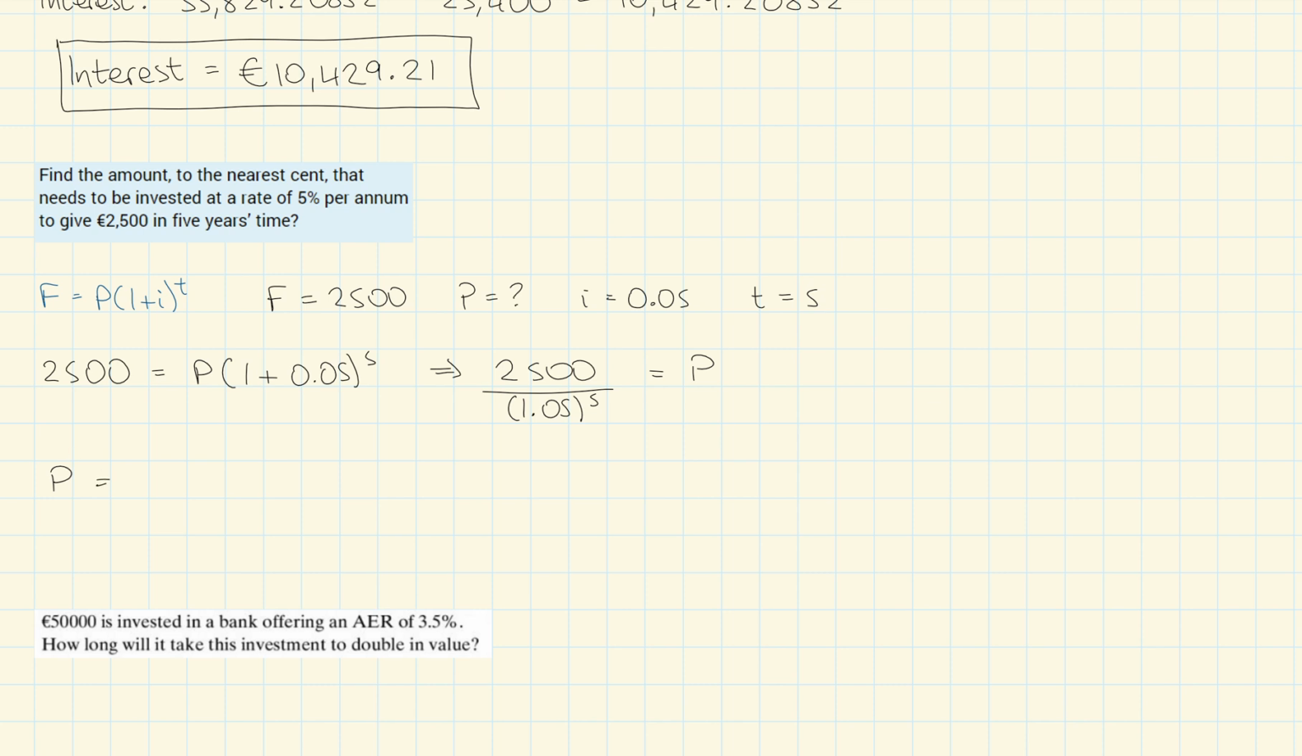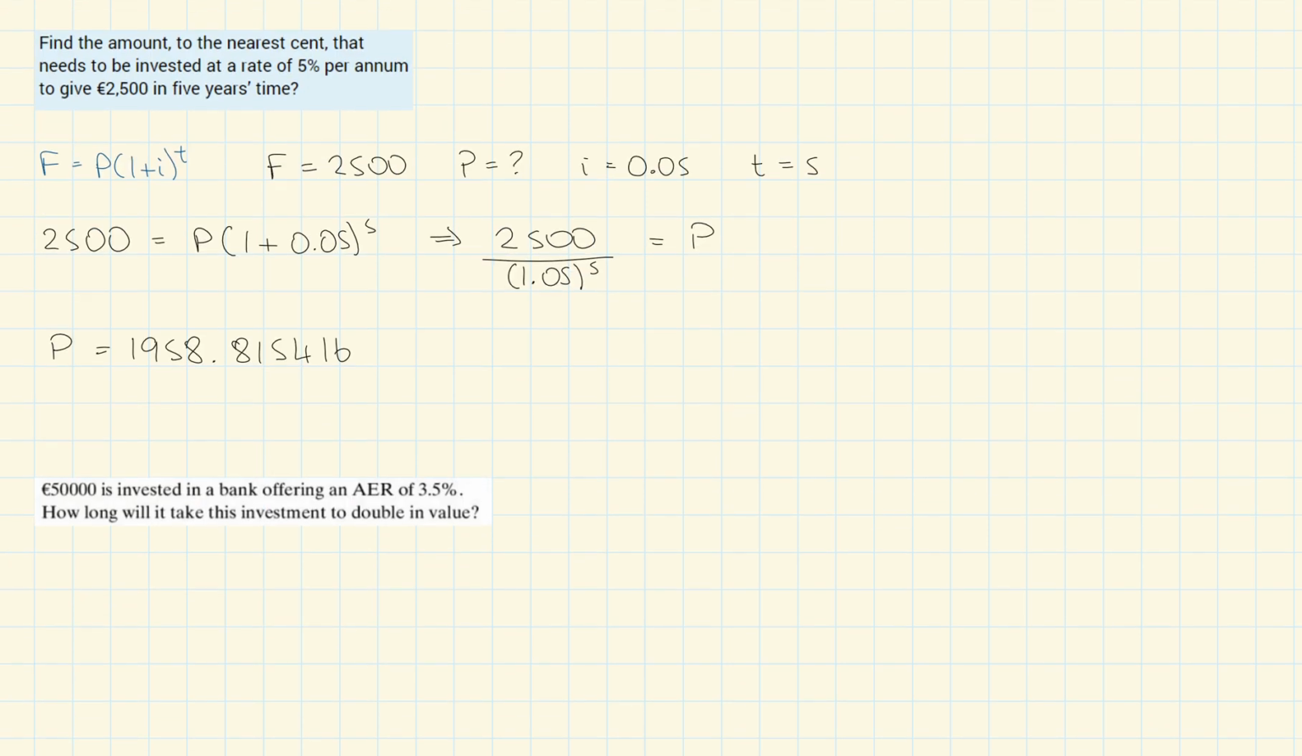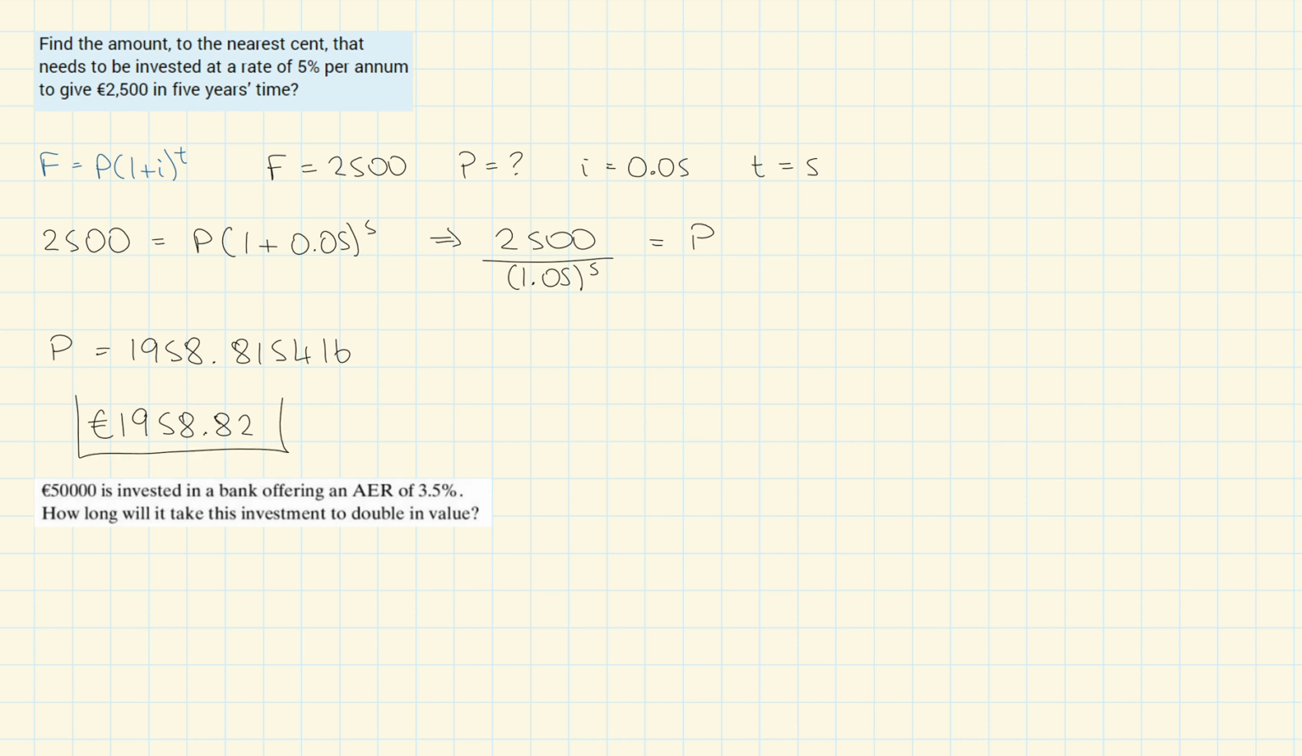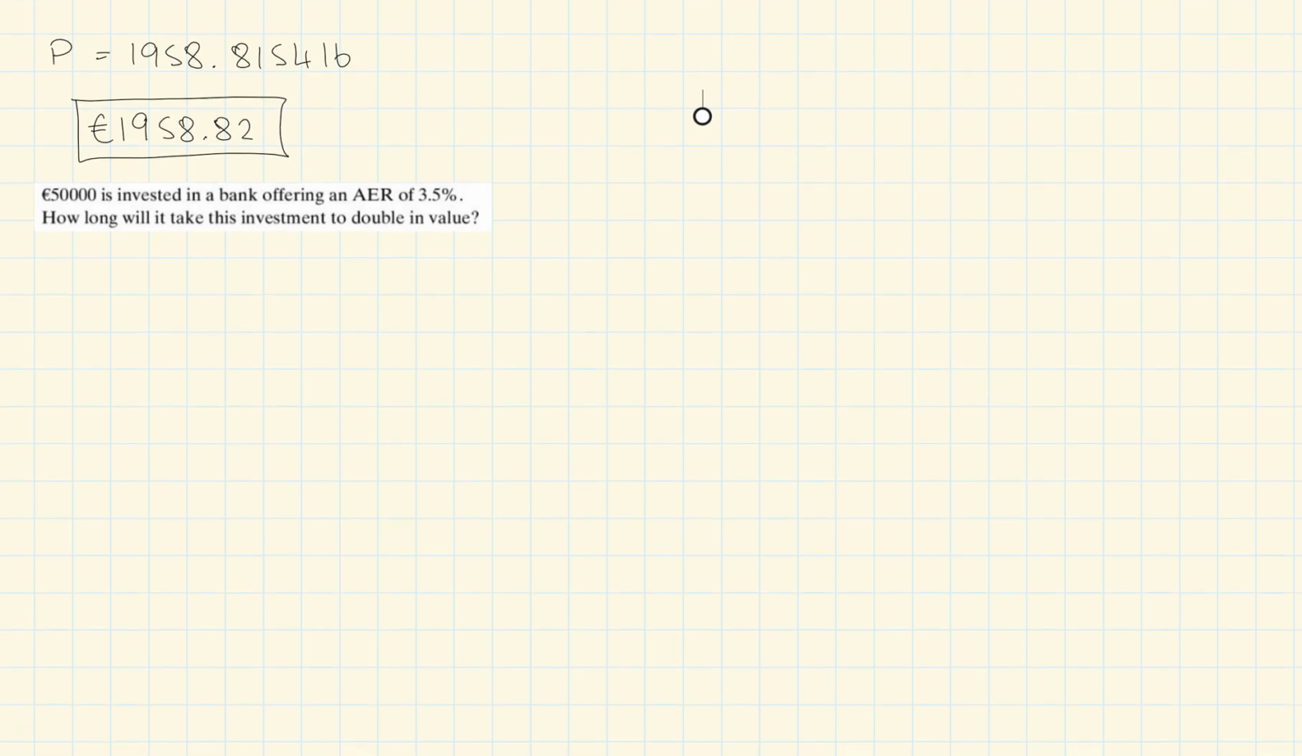So I get 2,500 over 1.05 to the power of 5 equals P. Into your calculator, 2,500 over 1.05 to the power of 5 will give 1958.815416, and we'll just round it to 2 decimal places, as we're told nearest cent, so 1958.82. Okay, there's that question.